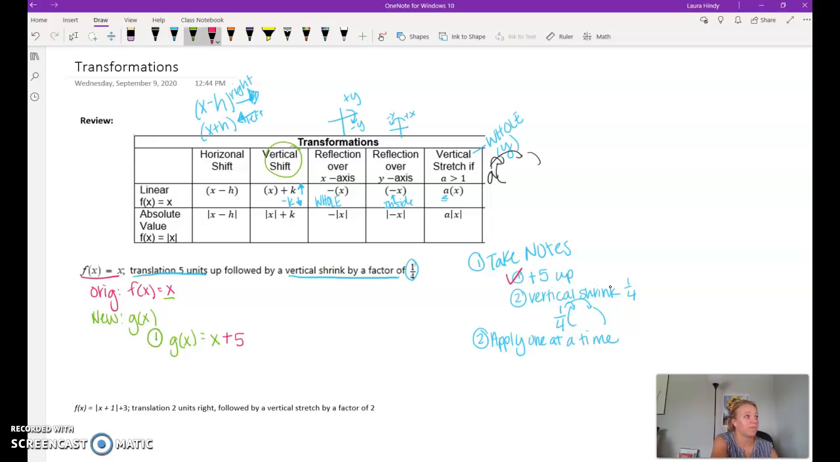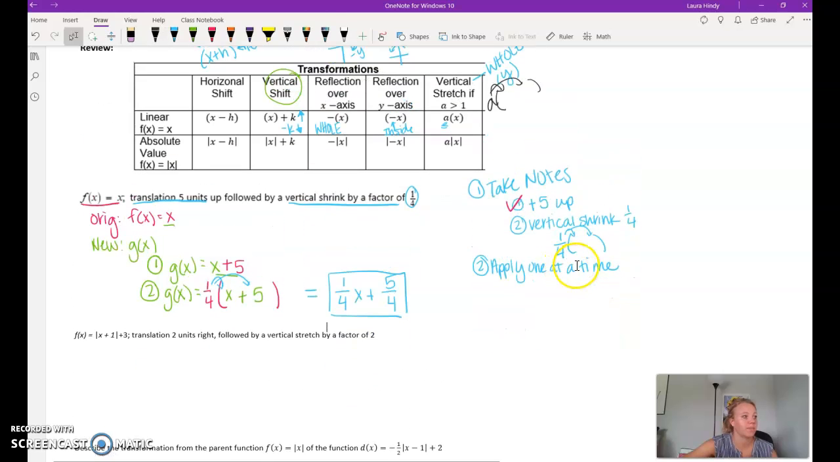So let's do the second one. The second transformation is a vertical shrink by 1/4. So for g of x, I'm going to make sure that I take that 1/4 and multiply it times my whole equation. I'm going to put in this one from above, x plus 5. And now I need to simplify. Because this is in parentheses, I don't have any absolute values, so I can distribute everywhere. I'm going to distribute to this x and to the 5. When I simplify, I get 1/4 x plus, now 5 times 1/4 is going to be 5/4. So there's my new equation.